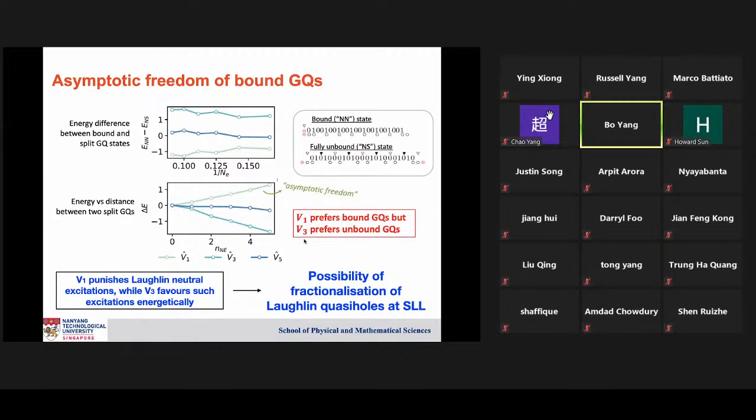So at least from a theoretical point of view, we can propose a mechanism of fractionalization of Laughlin quasiholes leading to a different type of charge for the elementary excitation. But of course, this is not really seen in experiments so far. So it could be because V3 still loses to V1 for the second Landau level. But let me show you that this is actually something that can be very experimentally relevant.